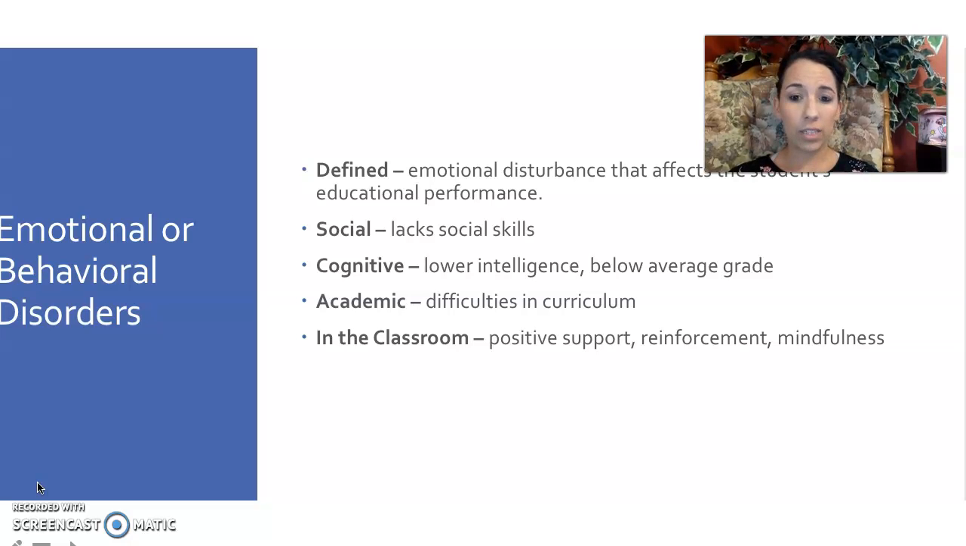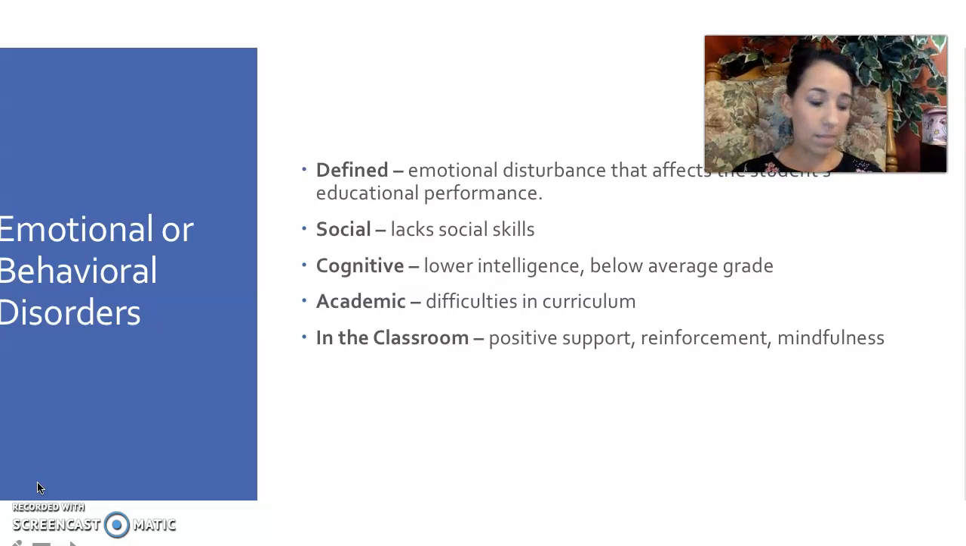Cognitively, they have lower intelligence, and most will be below their grade level in academics. Academically, they are often experiencing difficulty in one or more areas of the general curriculum. And how we can help in the classroom is to have a positive support system, focus on their strengths, reinforce them, and develop a trusting partnership with them and their parent.